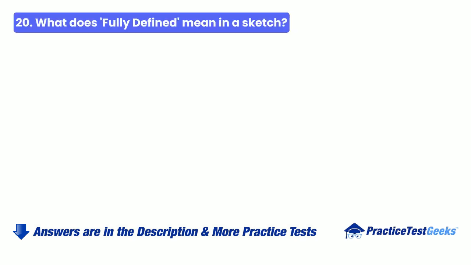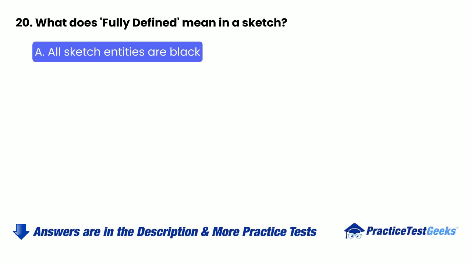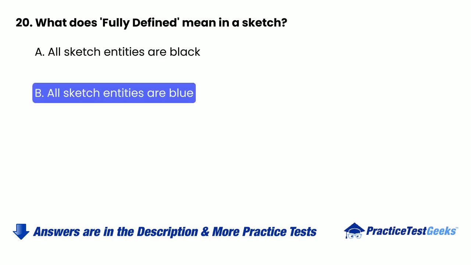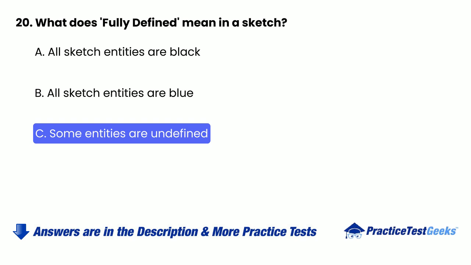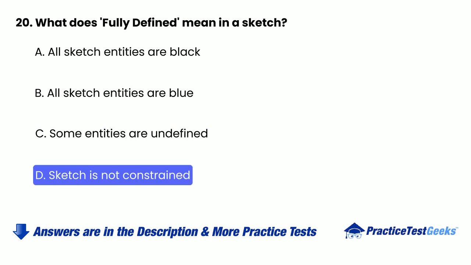20. What does fully defined mean in a sketch? A. All sketch entities are black. B. All sketch entities are blue. C. Some entities are undefined. D. Sketch is not constrained.